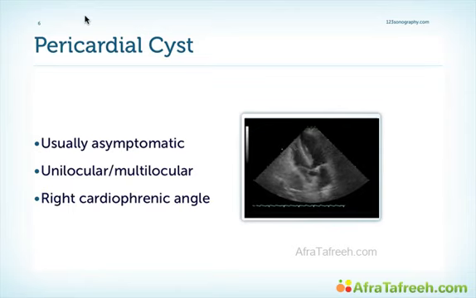They can be unilocular or multilocular, and the most common region where you will find them is that of the right cardiophrenic angle. Here's such an example of a typical location of a pericardial cyst. You will find the cyst right here beside the right atrium.